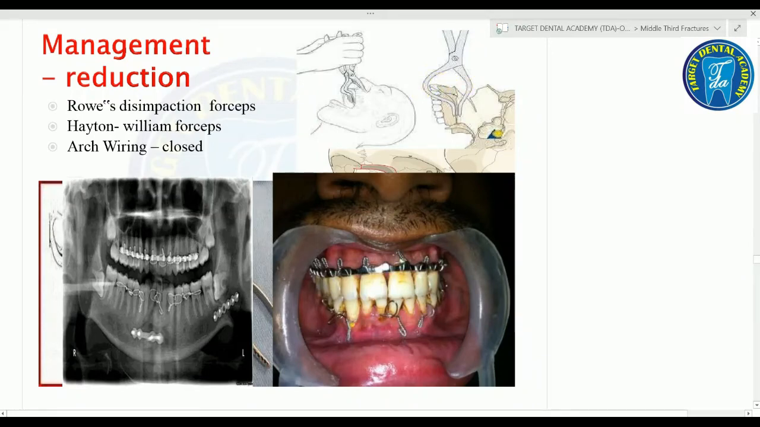This is the Rose disinfection forceps. One end is here and the other end is on the hard palate. Hayton Williams probes and the arch wiring. This is the arch wiring in the closed mouth.